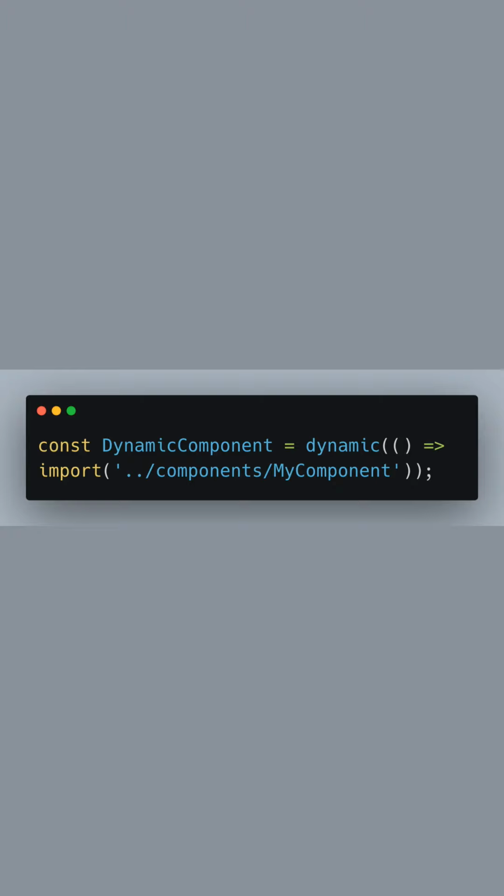Here we're creating a dynamic component called DynamicComponent. This component is not imported conventionally but is instead loaded using the dynamic function. The dynamic function takes a function that returns a promise resolving to the module, in this case, MyComponent. The component will only be loaded when it's rendered for the first time.